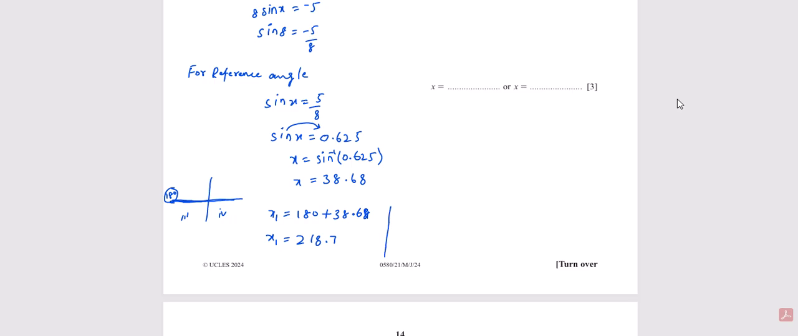218.7. The next is x2 is equal to 360 minus the reference angle, minus 38.68. So x2 is equal to 321.32. So the final answer is 218.7 and 321.32. This is our final answer.